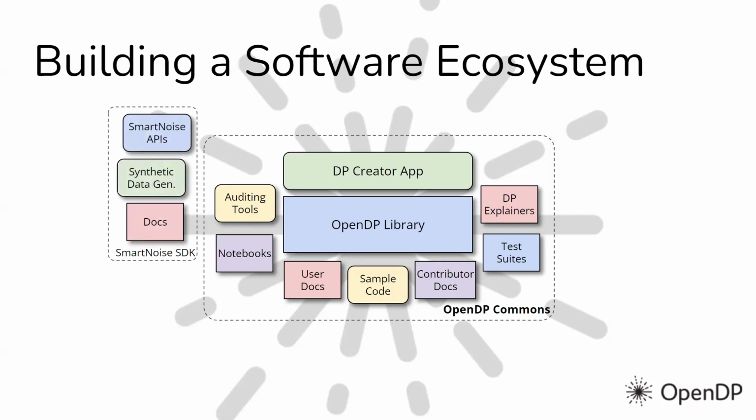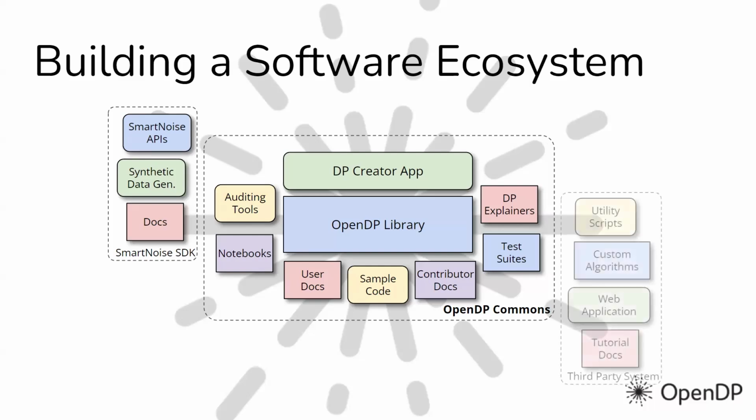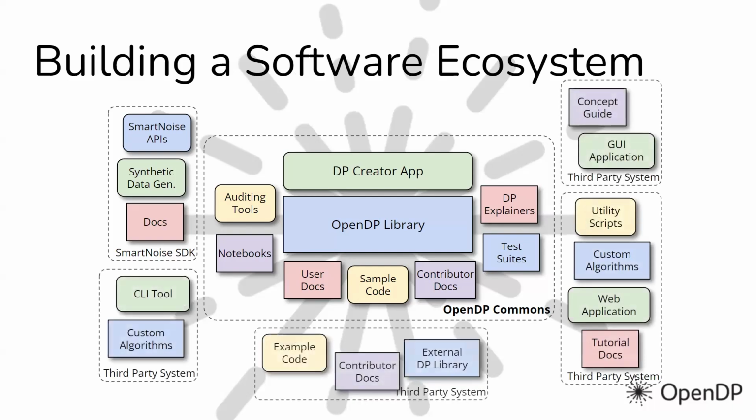Beyond that, we have another layer of, for example, SmartNoise SDK, which is a library developed and maintained by Microsoft for differentially private SQL and differentially private synthetic data. And these kinds of systems use the OpenDP library and tools in the OpenDP Commons to make their feature set available.